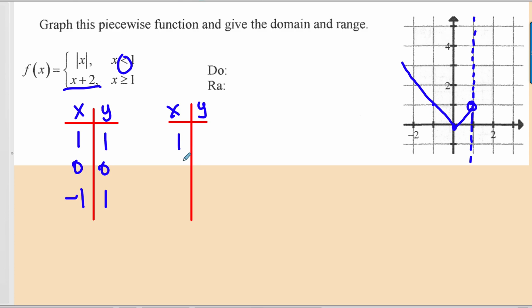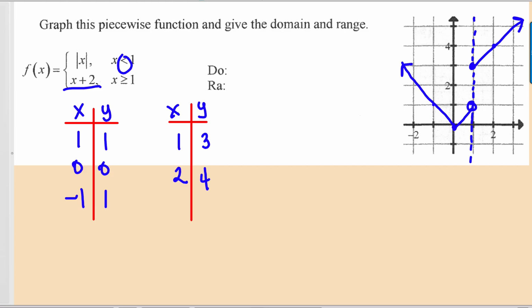I'm going to use 1 and a number bigger than 1. 1 will be 3. This will be 4. So this is 1, 3, closed circle. 2, 4, and I'm going to draw my line. So this is the piecewise function, and you see they aren't connecting there at 1.